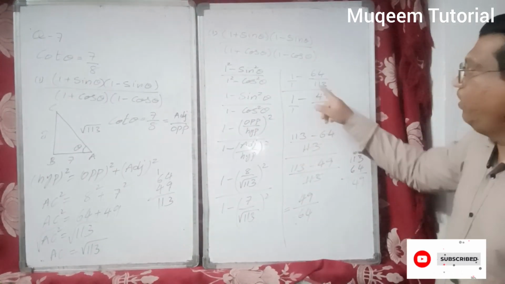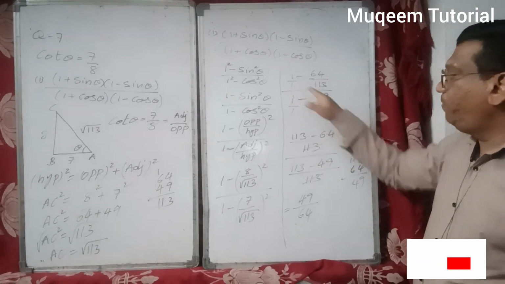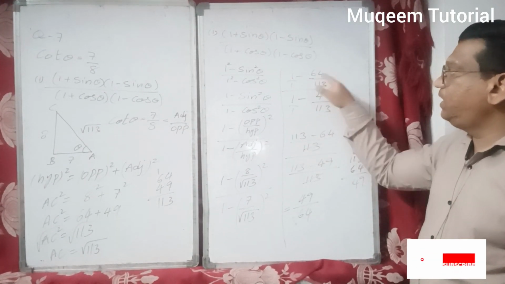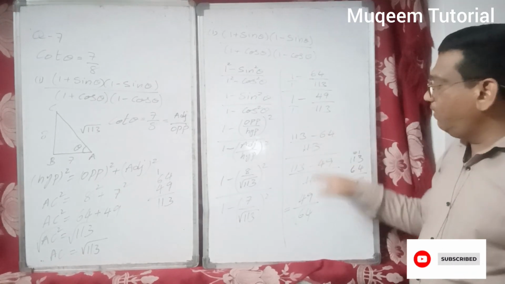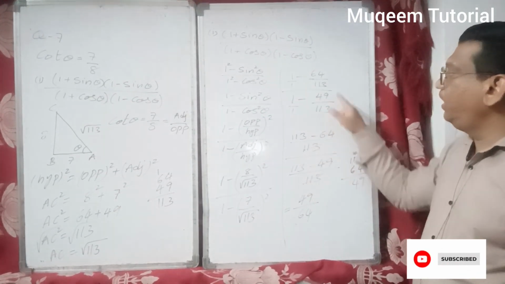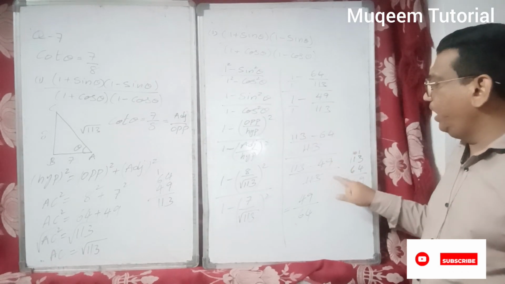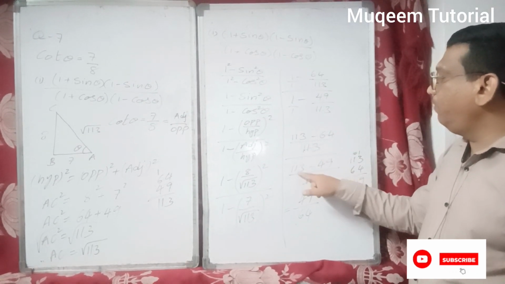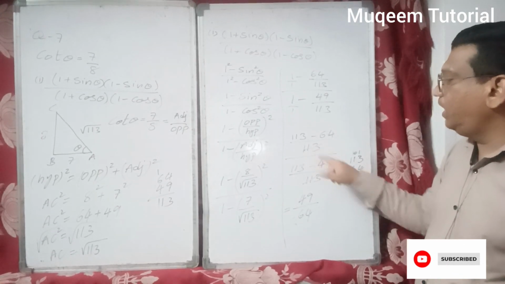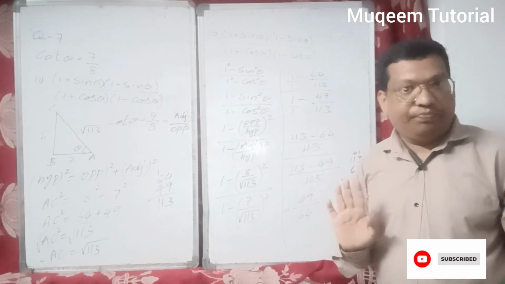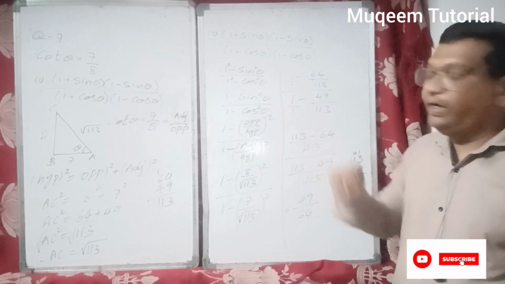So now what do we do? Take the LCM with 1. The upper LCM is 113, so 1 into 113, 113, 64 into 1, 64, and the lower one is also 113, so 1 into 113, 113, 49 into 1, 49. So now 113 minus 64 is 49, and 113 minus 49 is 64. The 113s cancel. So our answer came 49 by 64. Like that, we completed the answer.